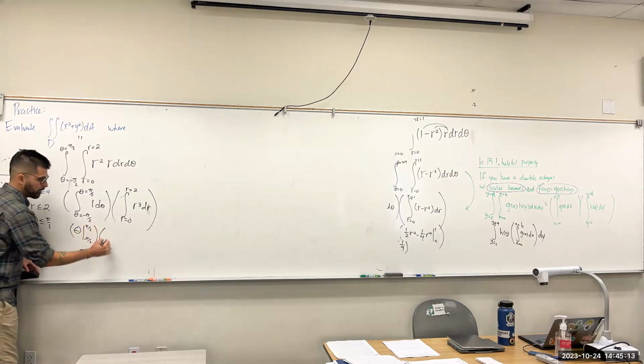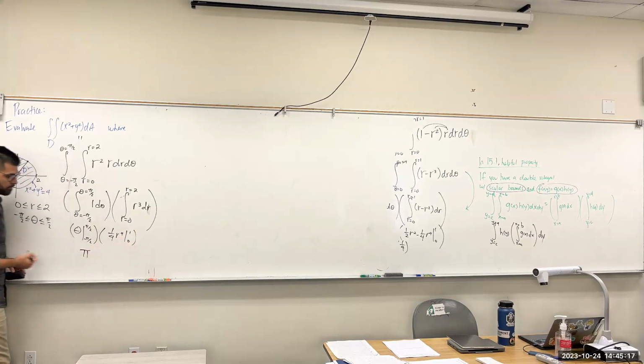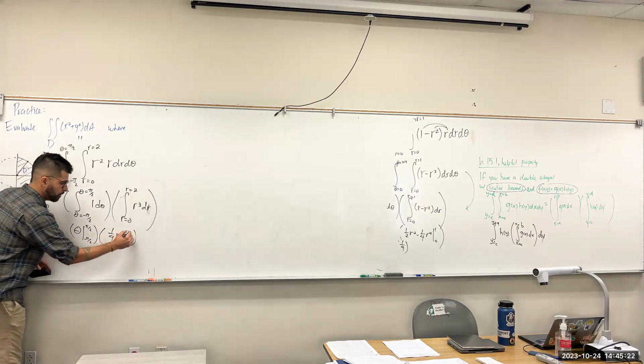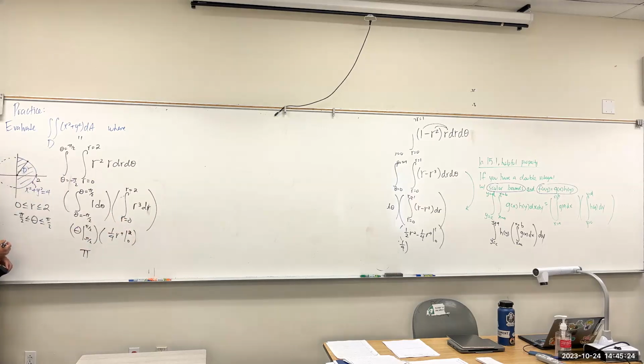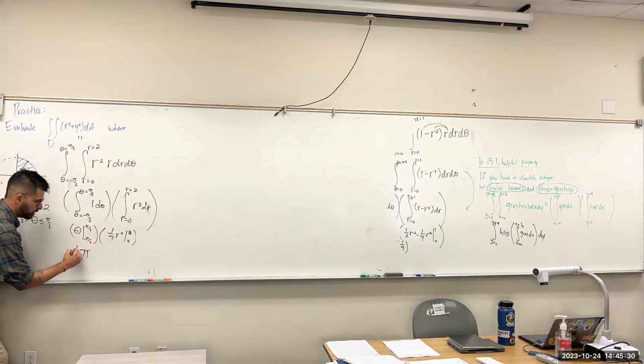And then what did you guys get here? It was 1/4 of R to the 4th, from 0 to 2. That changes like a lot. So then what is that? 16 over 4? Which is 4. So yeah, so you get 4 pi.